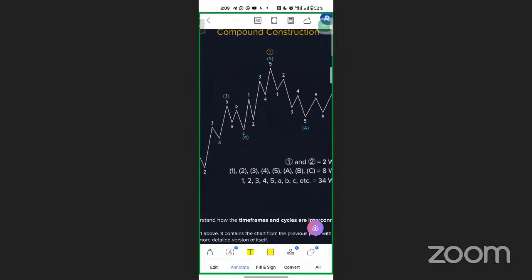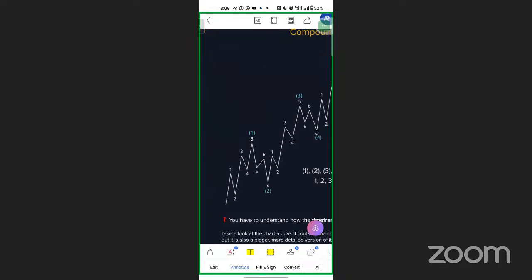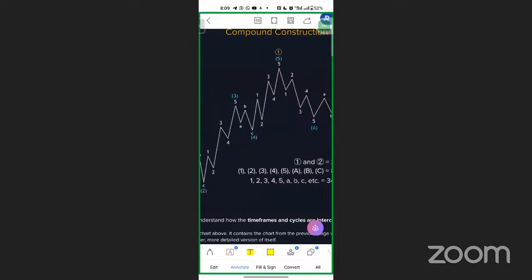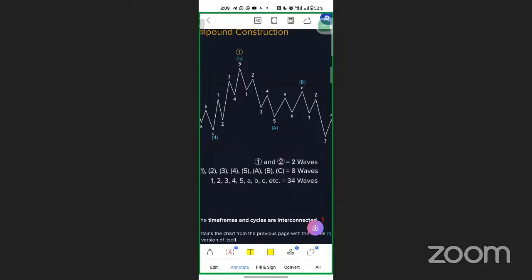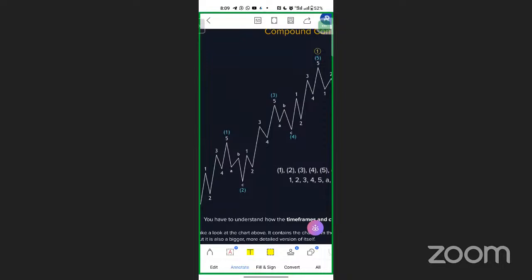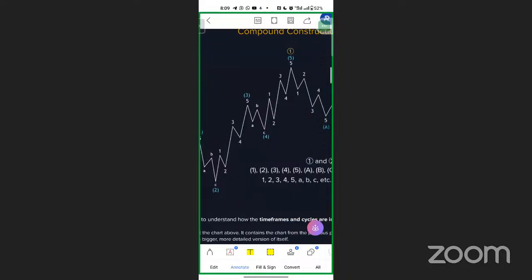So if you look at 1 and 2 and 3, 1 is here telling you that 1 and 2 are two waves. This is 1 and this is 2. Those are two waves. All right.